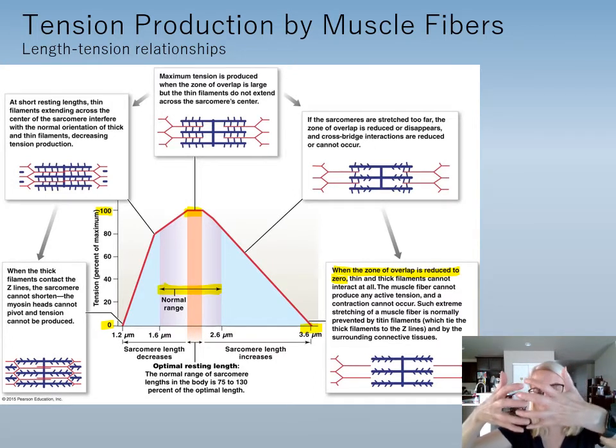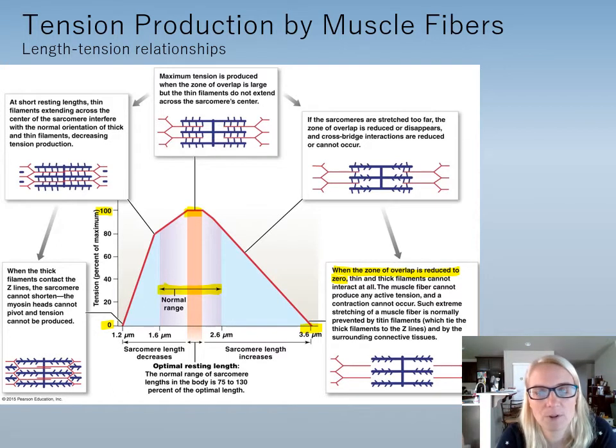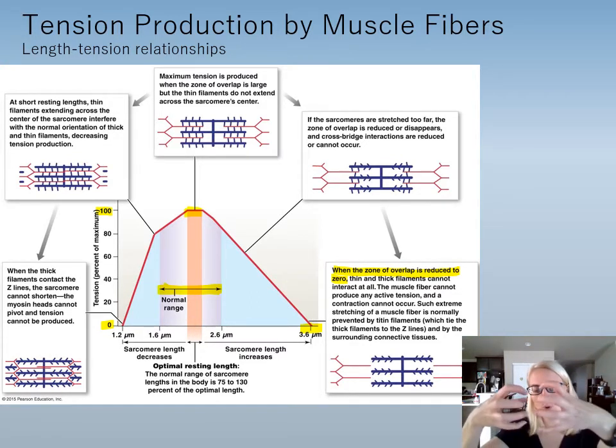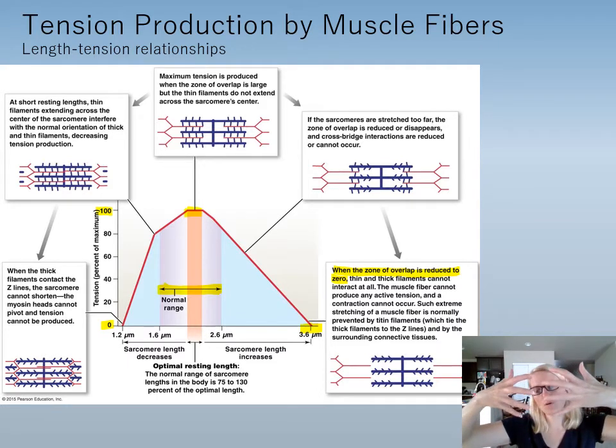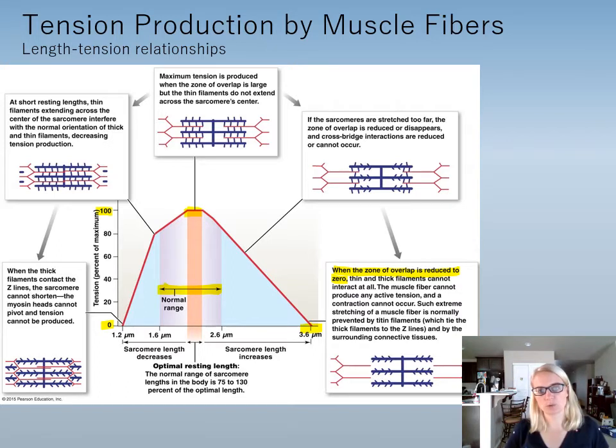You have to have some overlap for those thick filament myosin heads to grab onto the thin filament G-actin proteins and move them towards the M line. So if we are to pull and stretch our sarcomere so far apart that the zone of overlap is lost, we're not going to get any tension production.